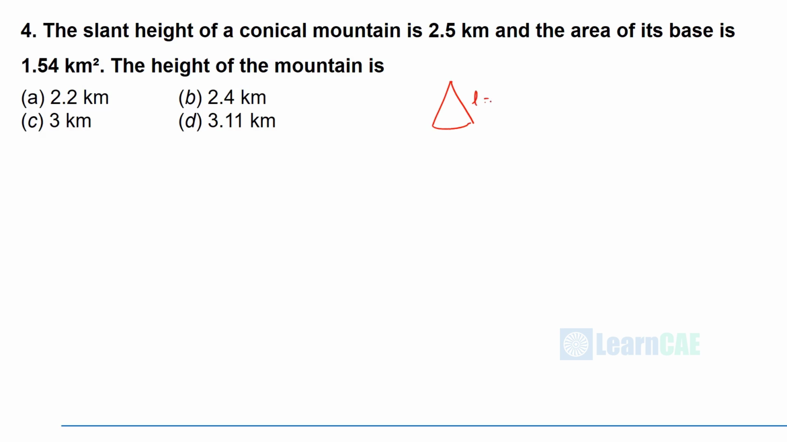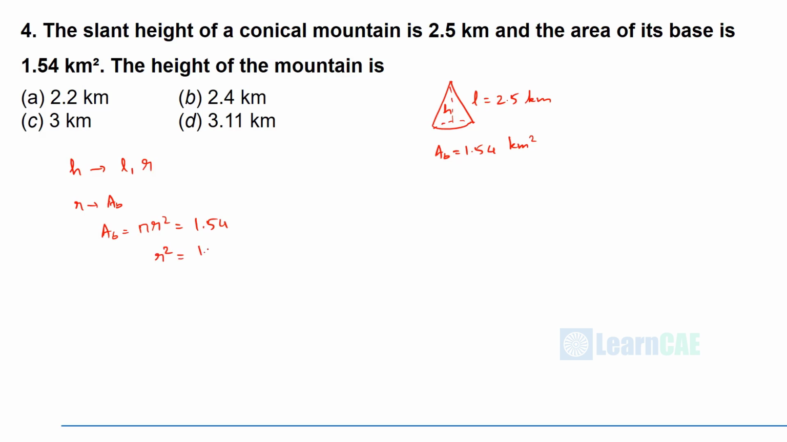The slant height L is equal to 2.5 km and the area of the base AB is equal to 1.54 km squared. They are asking the height of the mountain, that is h. So you can find out h if you know L and R. We can find out R from the area. So AB is equal to pi r squared is equal to 1.54 km squared.